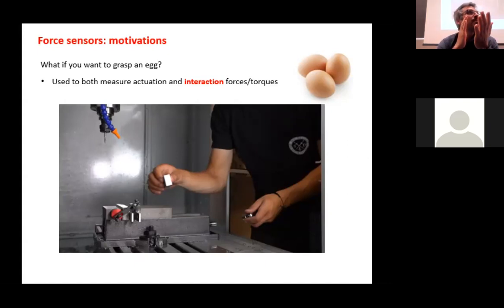If I have a foot on an edge, what is the dimension of the contact space? Do you have any idea? Five. Yeah, I cannot have any moment around the line about which the foot is rotating, so it's underactuated in that situation.